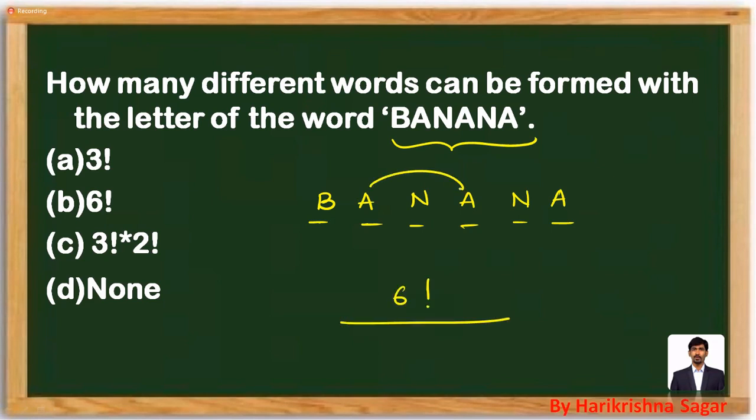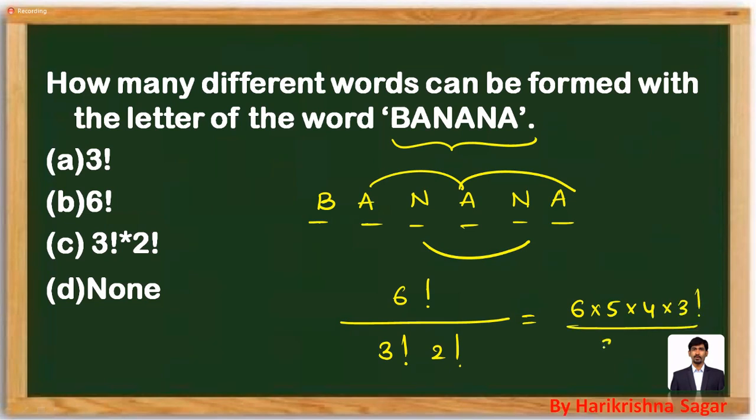But if you observe carefully, these 3 A's are alike and 2 N's are alike. So for 3 A's, 3 factorial, and for 2 N's, 2 factorial. So 6 into 5 into 4 into 3 factorial divided by 3 factorial into 2 factorial. This and this get cancelled. It is going to give a result equal to 60. You can check the answer; if 60 is available, mark it. Here 60 is not available, so mark the answer as none of these.